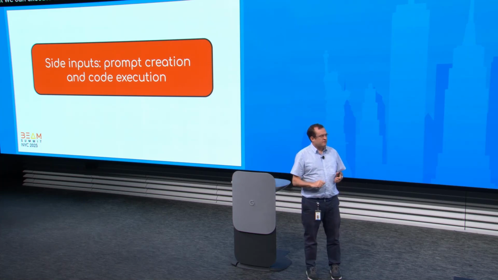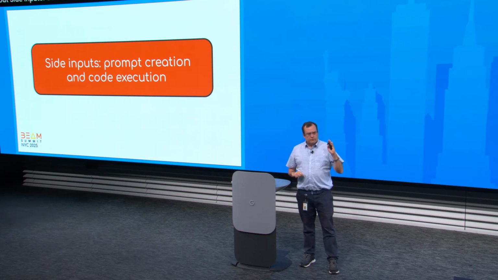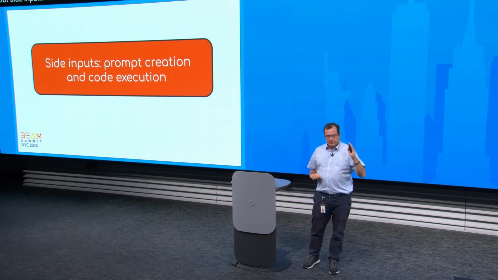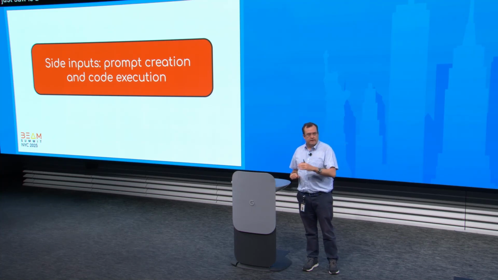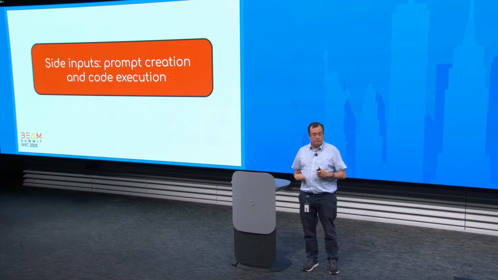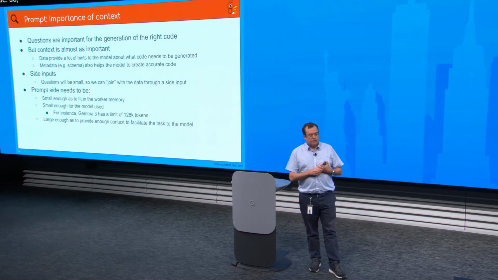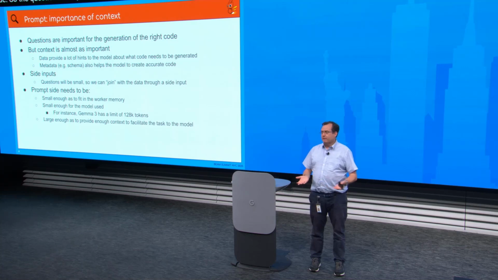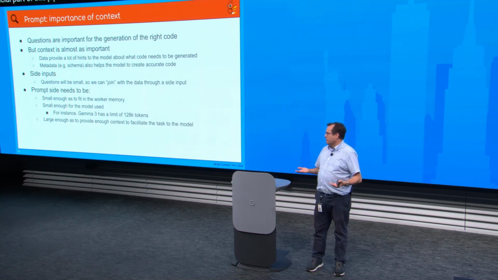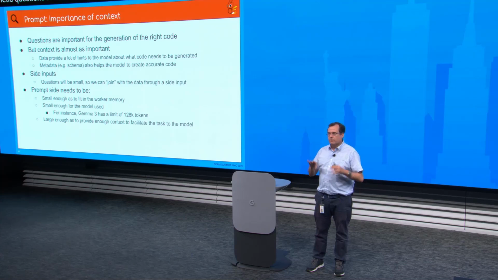Great, let's talk about side inputs. So side inputs are used here for two things. One, we just saw, is the ingestion of the question into the prompt. And the other one, another important role for side inputs, is the execution of the code. So the questions are the crucial part of this pipeline. We want the pipeline to be able to answer generic questions in natural language. People want to ask questions of the data.